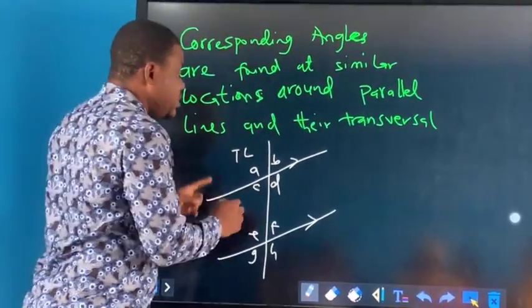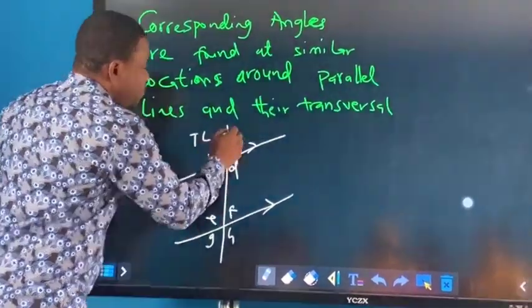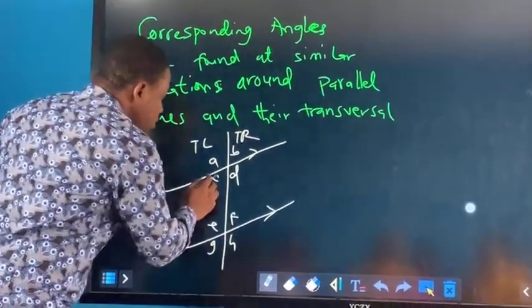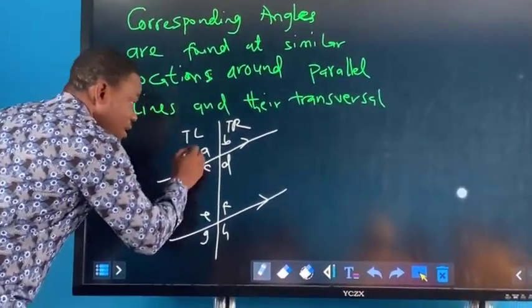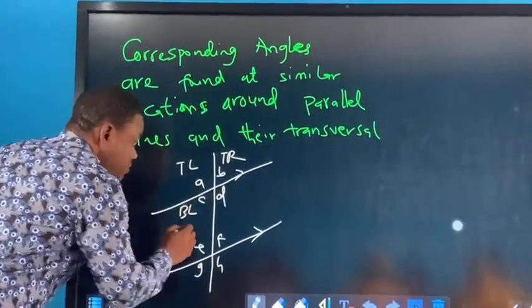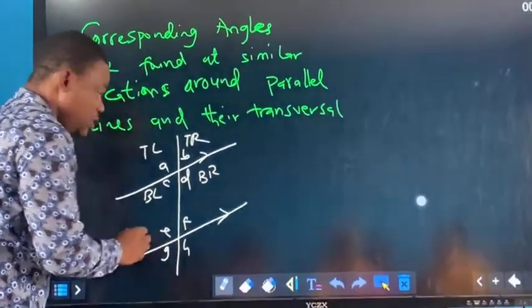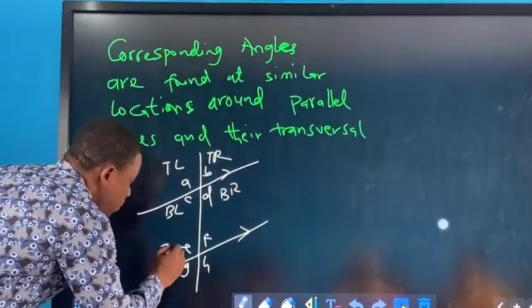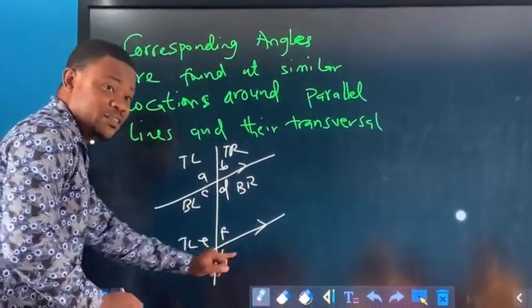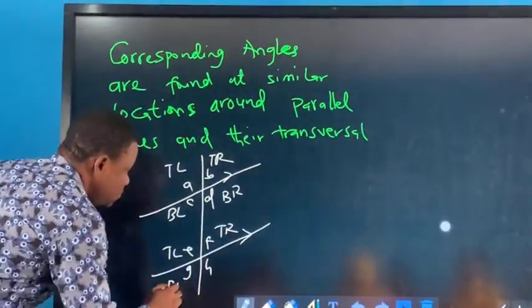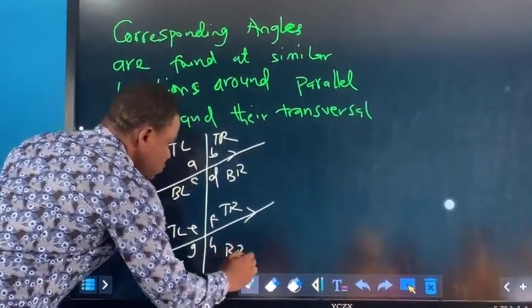So I can say that A is top left. And look at B. B is on top of the parallel line and on the right side. C is at the bottom of the parallel line, this one, and on the left side. D is at the bottom on the right side. And E is on top, on the left for this parallel line. And this one is top right. This is bottom left. And this one is bottom right. You get what I'm saying?